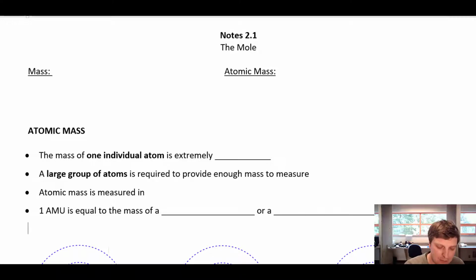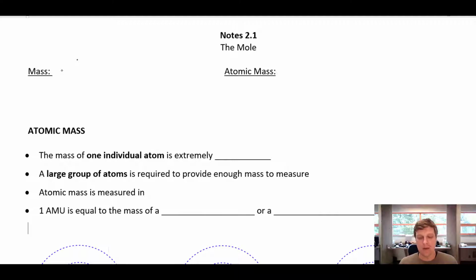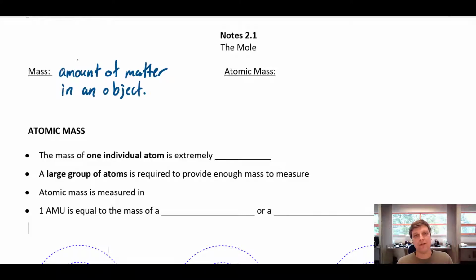So before we start talking about the mole, let's just talk a little bit about matter. So we know that if you have a chunk of matter, you can find its mass. And the mass is really just the amount of matter in an object. So if you have a 1 kilogram potato, that is 1 kilogram because if you add up all the little bits of matter that make up that potato, they will add up to 1 kilogram worth of stuff.